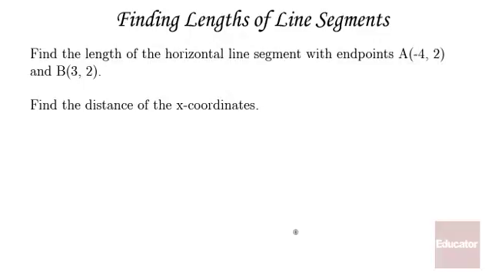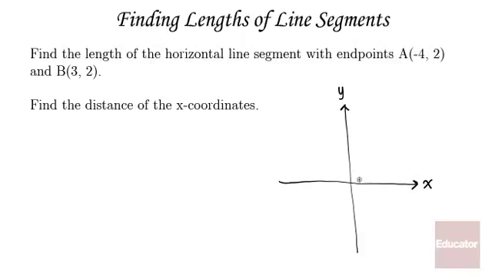Find lengths of line segments. Find the length of the horizontal line segment with endpoints A at -4, 2 and B at 3, 2. Find the distance of the x-coordinates. First I'm going to graph it. Once you get used to finding the lengths, you no longer will need to graph, but I'll first graph it just to show you the representation.